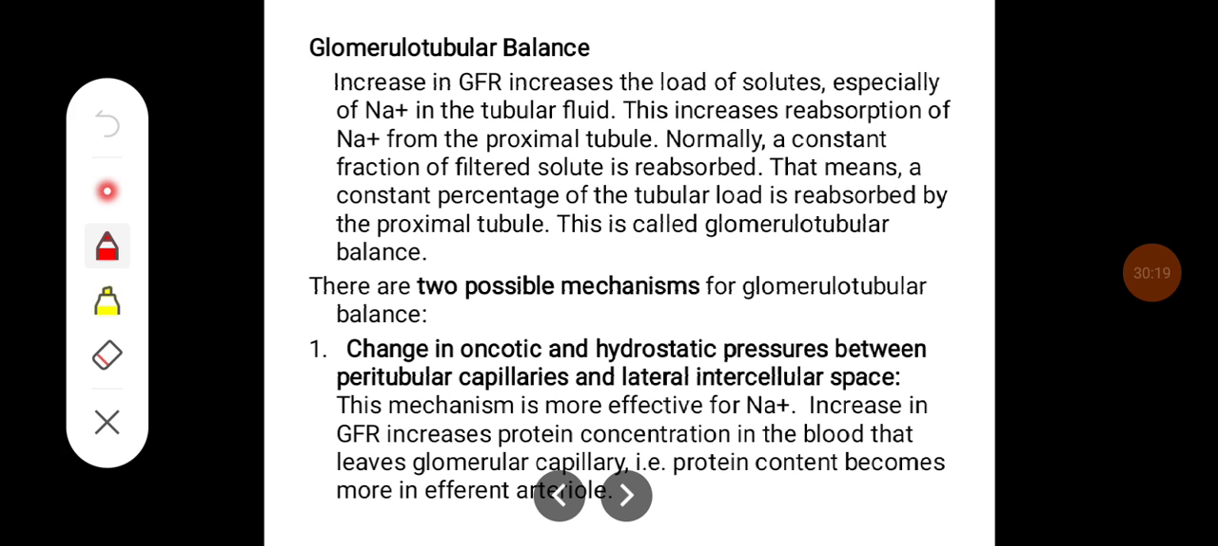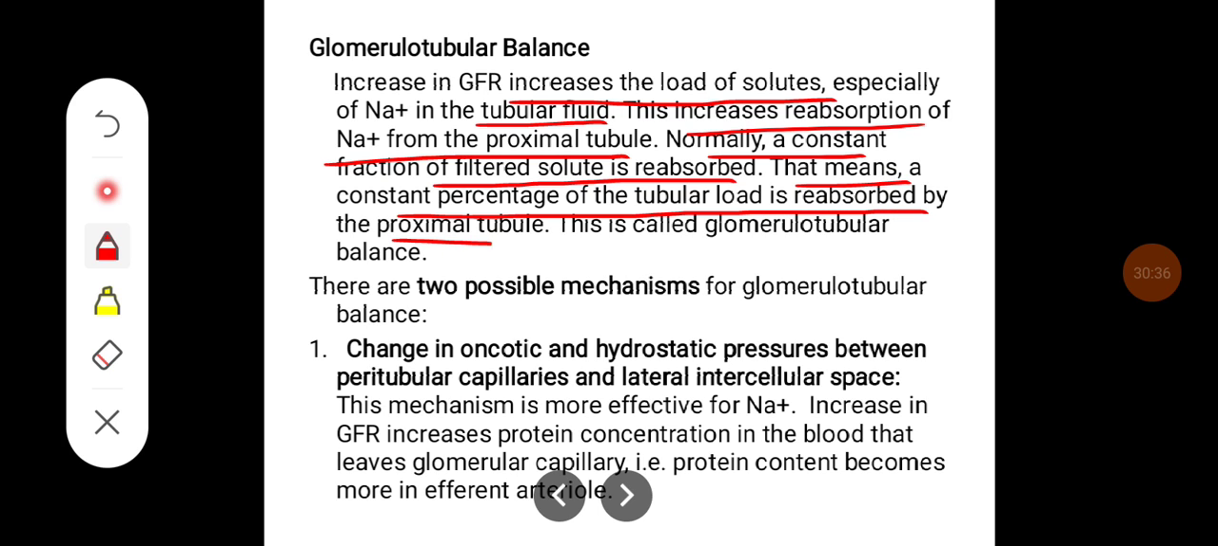Glomerular-tubular balance. Increase in the GFR increases the load of solutes, especially sodium, in the tubular fluid. Thus, it increases the reabsorption of the sodium from the proximal tubule. Normally, a constant fraction of filtered solute is reabsorbed. That means a constant percentage of tubular load is reabsorbed by the proximal tubule, and this is called glomerular-tubular balance. So there are two possible mechanisms.